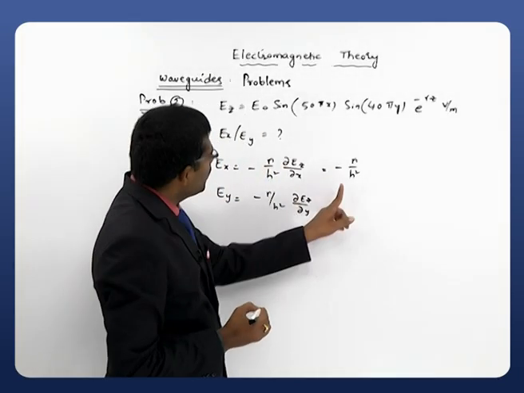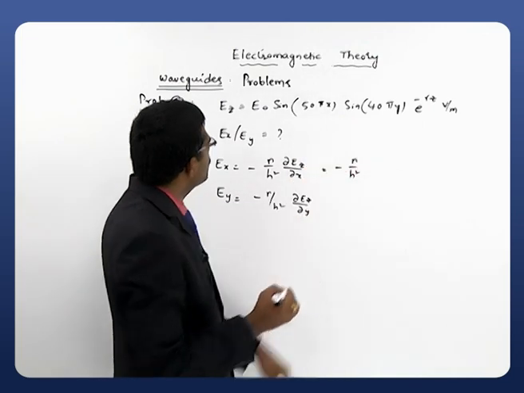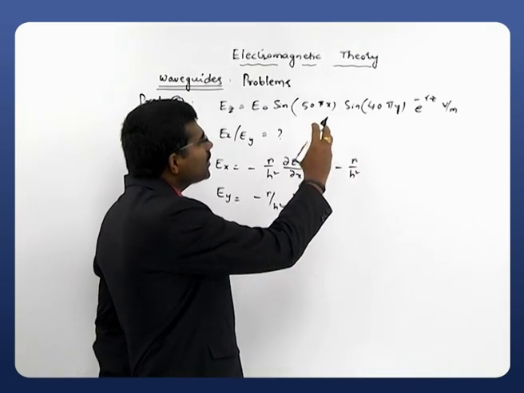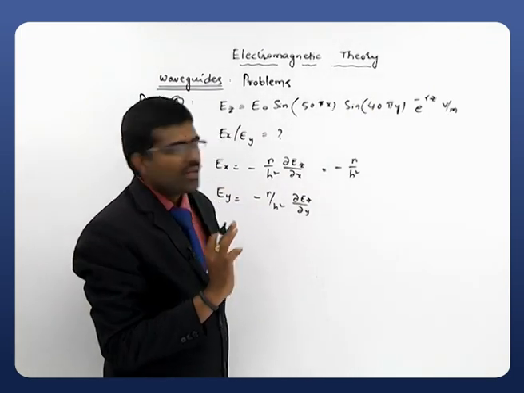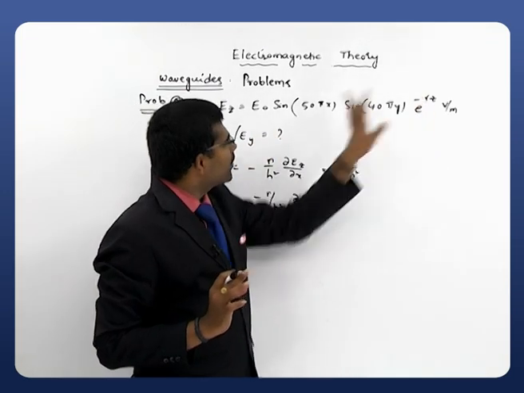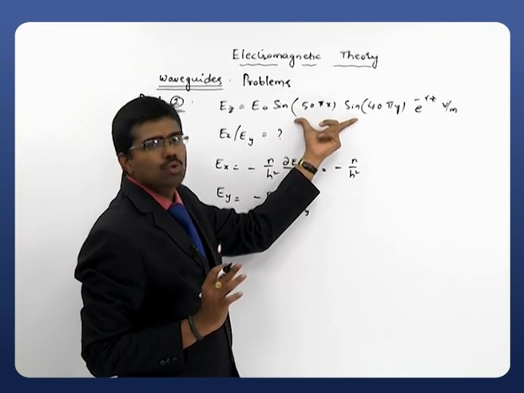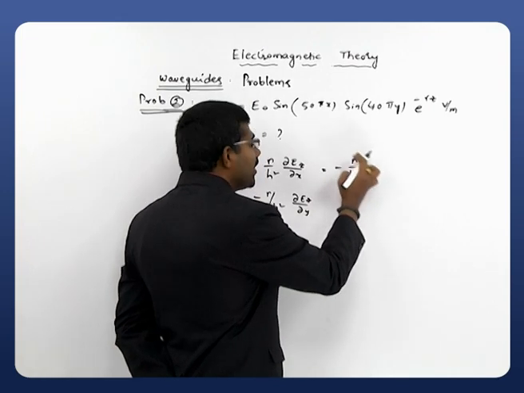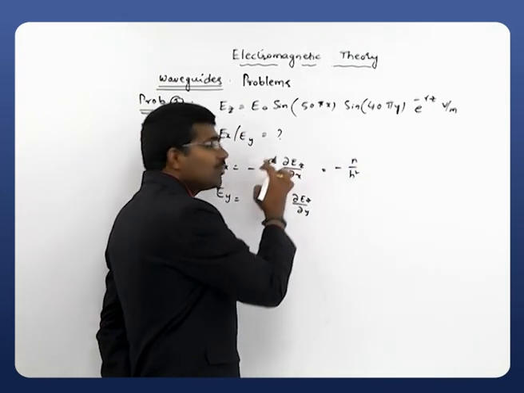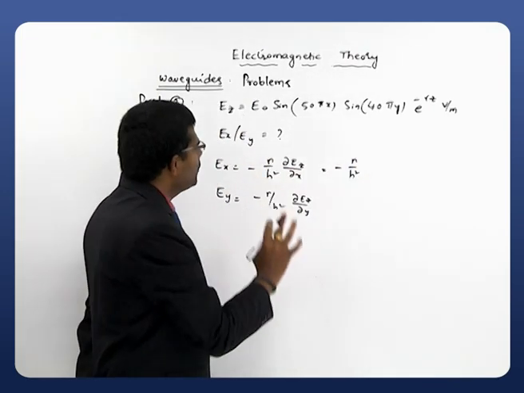So what is ∂Ez/∂x? With respect to x, differentiate this one. What I do is I'll ignore the terms which can be kept constant for both x and y. So ignore this E0, ignore this e^(-γz), just consider only these two parameters which are sufficient for us. I can ignore this -γ/h² also, because this γ/h² is common to both, right? So keep them aside.